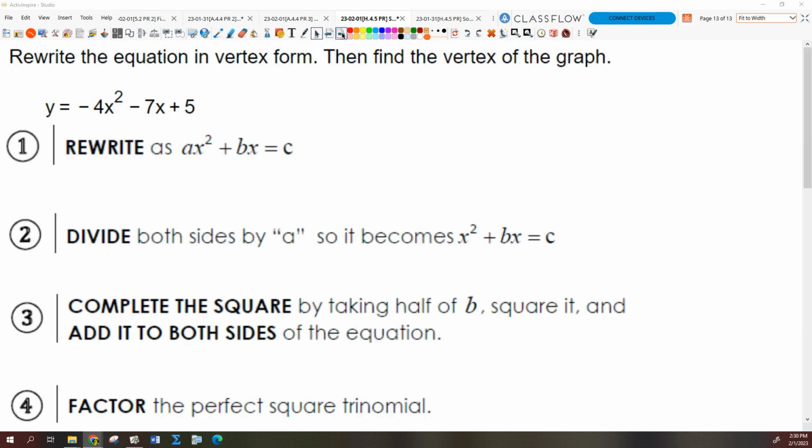Okay, last one I want to do with you together here. So this one, slightly different context. It says rewrite the equation in vertex form. Okay, so if I'm going to rewrite the equation in vertex form, we all know what vertex form is. Remind me really quick, humor me, what's vertex form? Y equals?